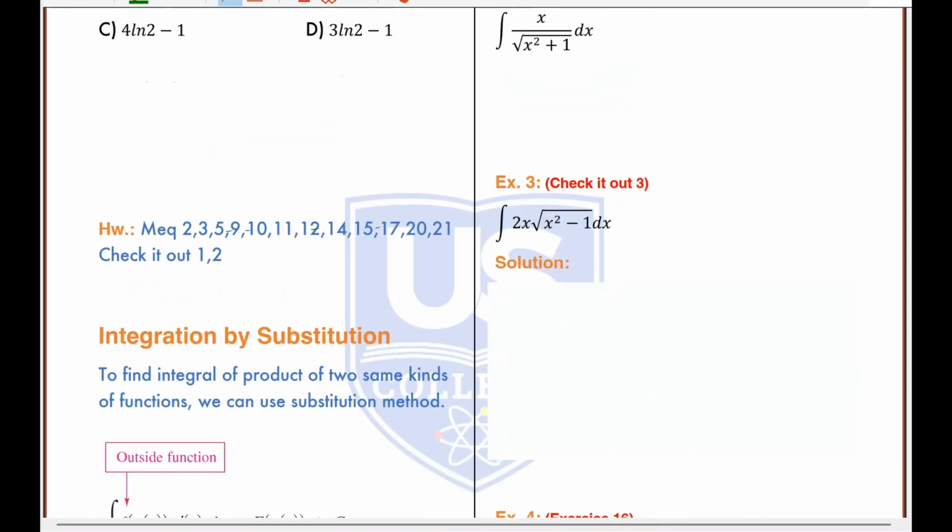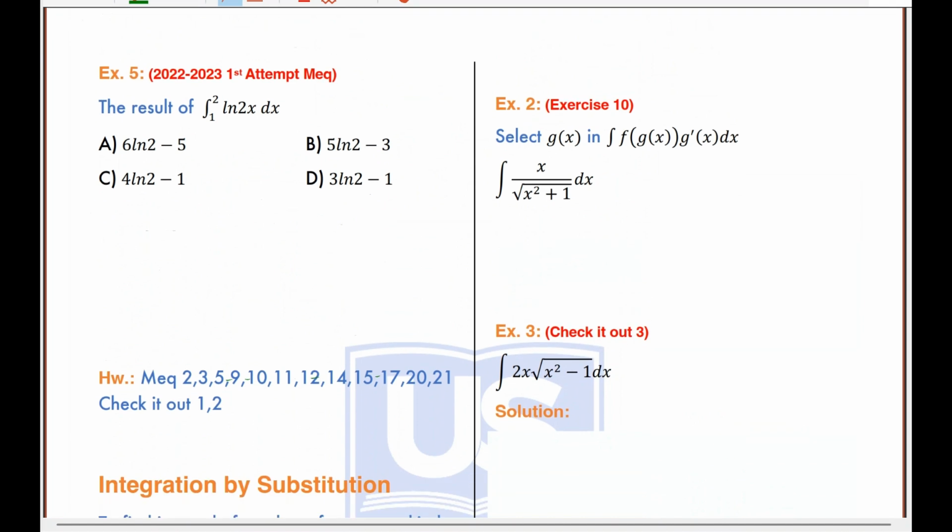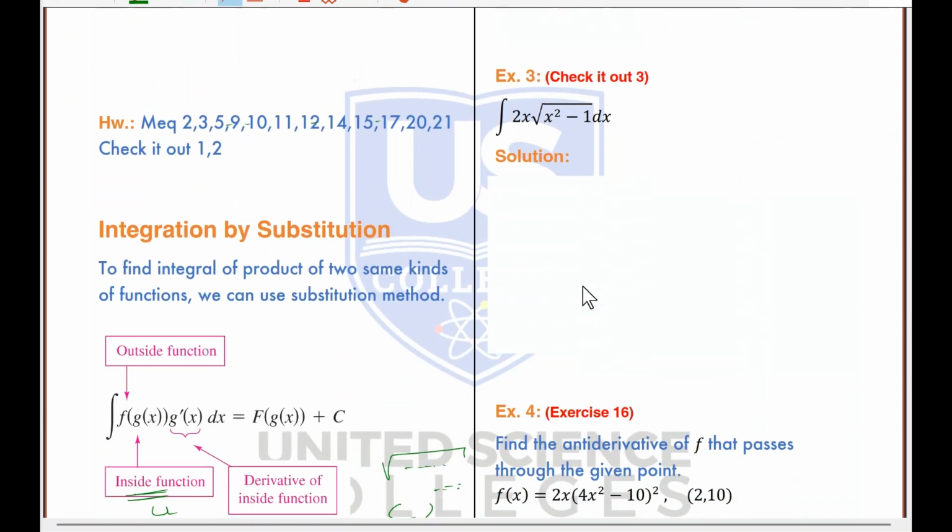This is an exercise question. Another exercise question: select g(x), or u, we can say. What is the inside function? The inside function is the one that's under the radical, if there is a radical, which is x squared plus 1. Because its derivative is 2x dx, x dx is sitting outside. So this is our u. Okay, another question. Check it out.